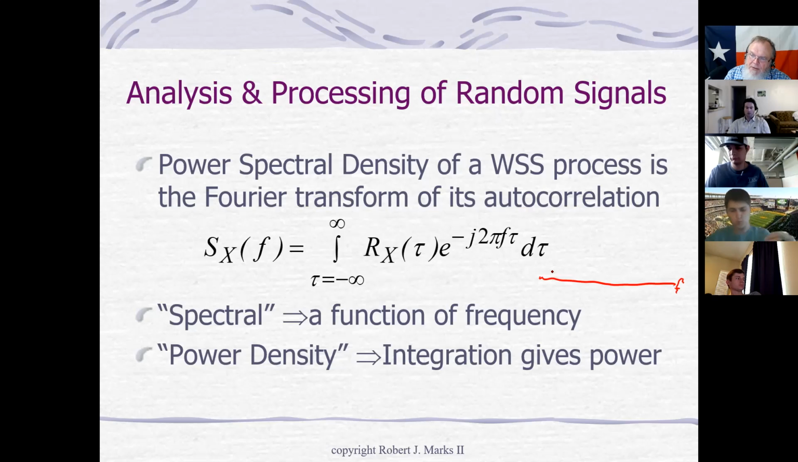So this is a function which we will call S sub x, and this is pretty well uniform notation. The power spectral density is usually S. And if you integrate over it, the area here, whatever this area is, has units of watts, if you will.